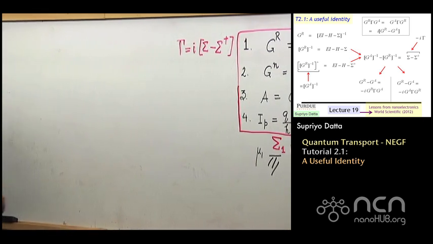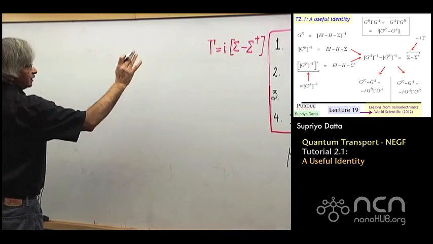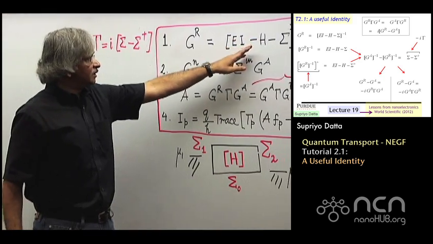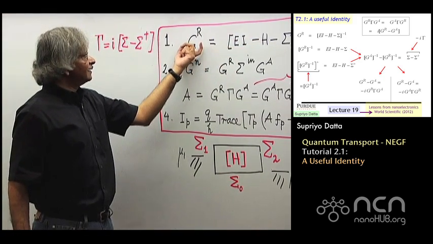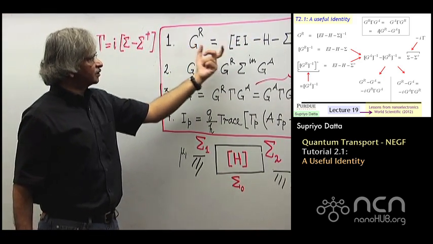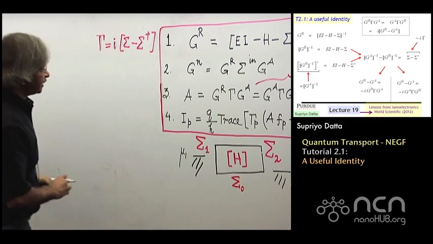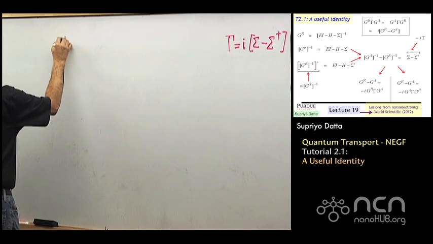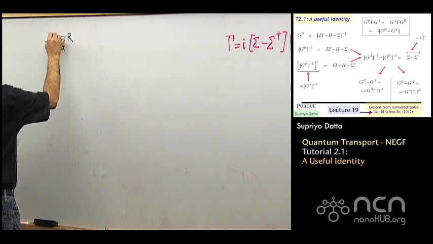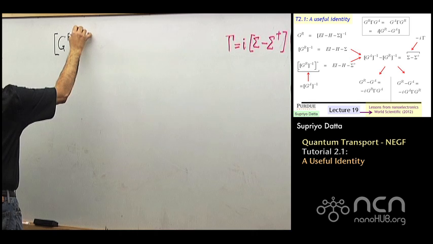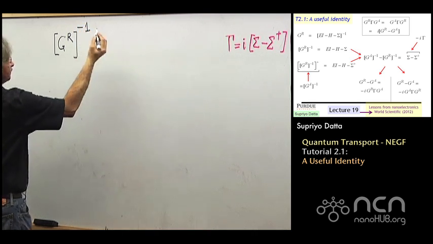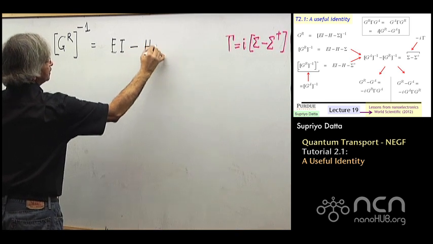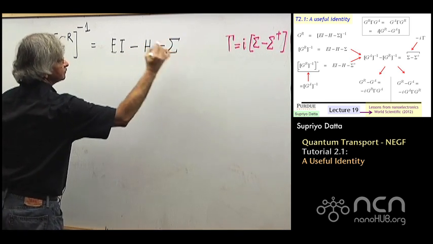Okay. So first we start from this retarded Green's function, which is the inverse of that. So I'll turn it around and write it as inverse of the retarded Green's function is equal to what's on the right hand side. So we'll write it like this. GR inverse is equal to EI minus H minus sigma. That's it.